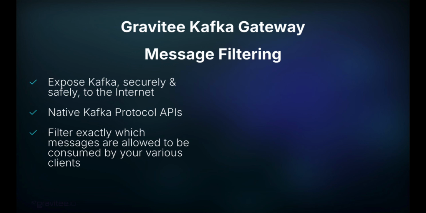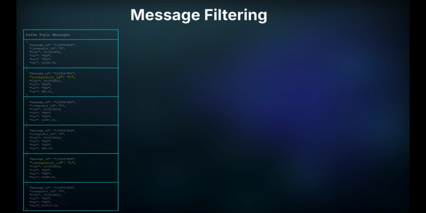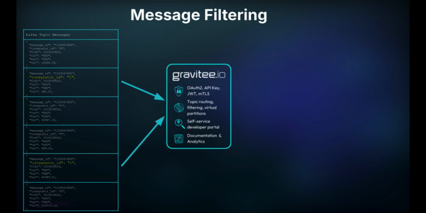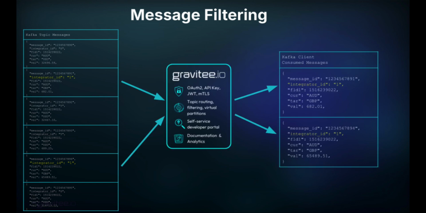So to demonstrate this, let's look at some example messages we have in a single Kafka topic. Any Kafka client who has access to this topic will be able to consume all of these messages with no restrictions. Using the same user characteristics from my first video, i.e. the OAuth2 access token that includes the unique RF integrator ID custom claim field for each user, let's filter these messages so that our integrator 1 user can only consume messages that are relevant to them.